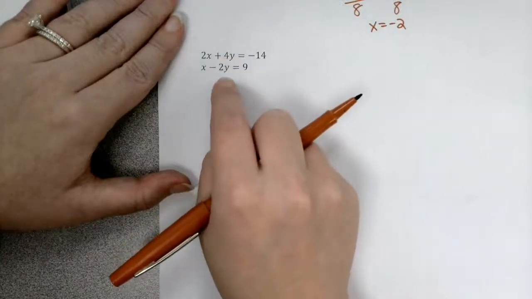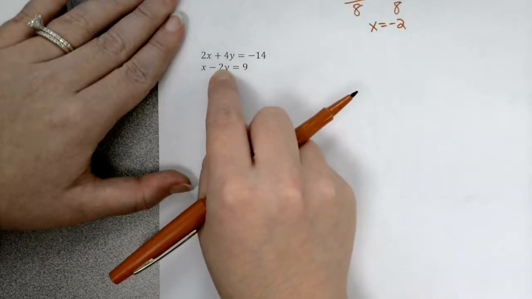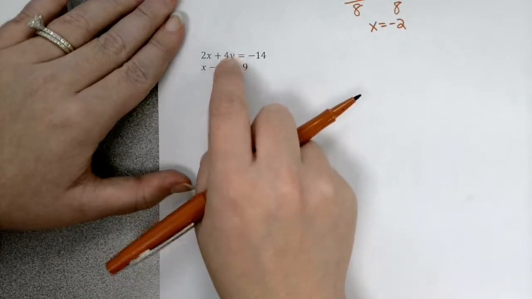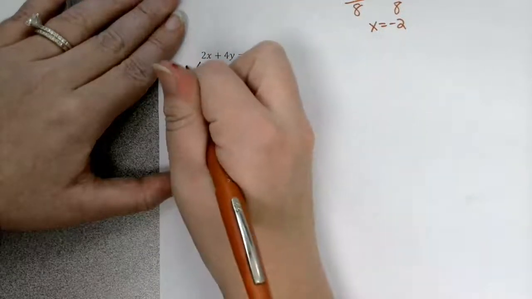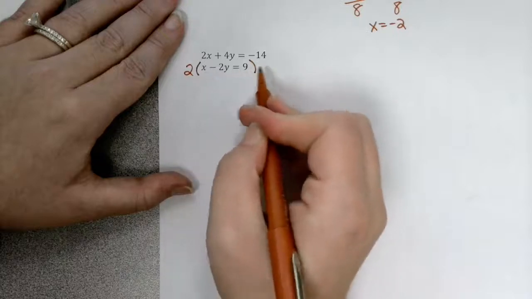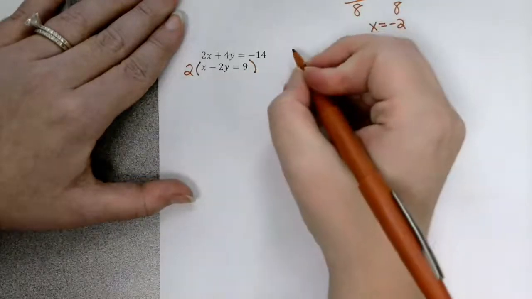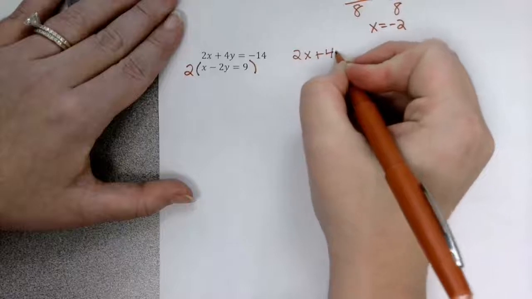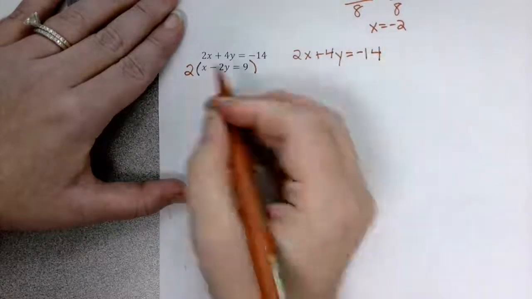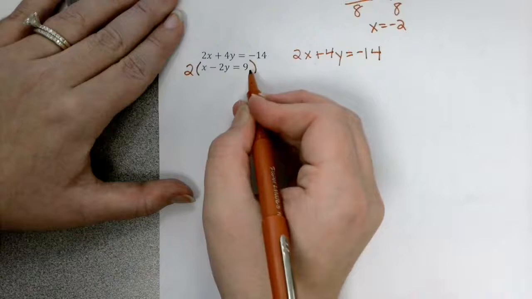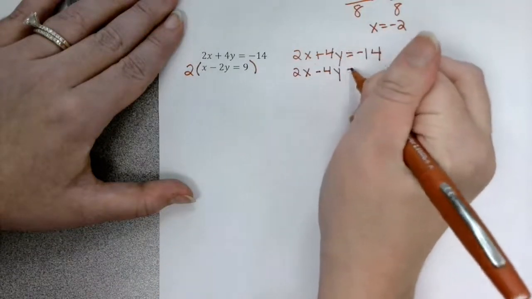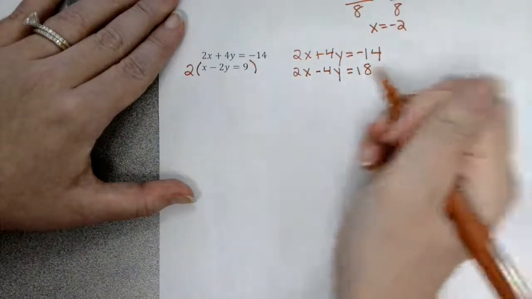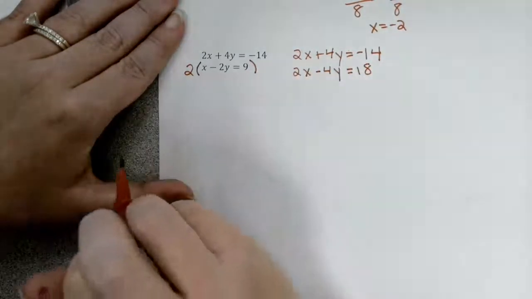I notice when I look at my y's, I can multiply the second line by 2 to get negative 4y here. So then I would have a positive 4y and a negative 4y, and I'd be set. So I need to multiply this entire line. You're going to notice I put everything in parentheses by 2. So I'm going to rewrite my first line over here. And then I'm going to distribute this 2 into all three terms. So my new second line is 2x minus 4y equals 18. It's balanced because I multiplied everything by the 2.